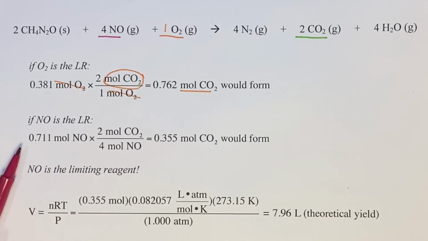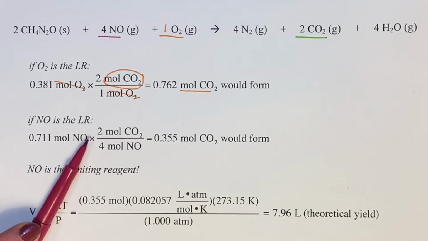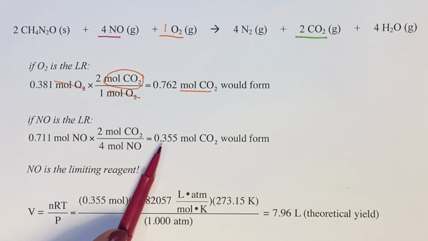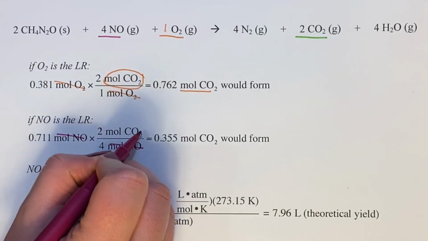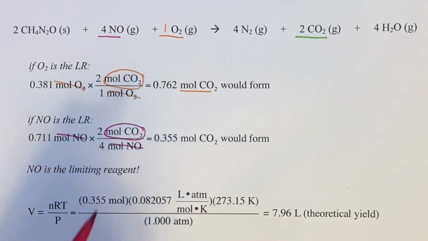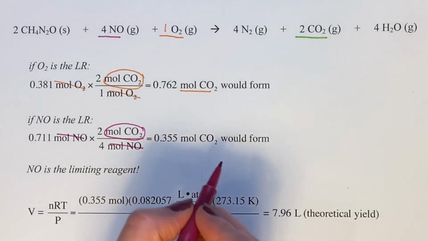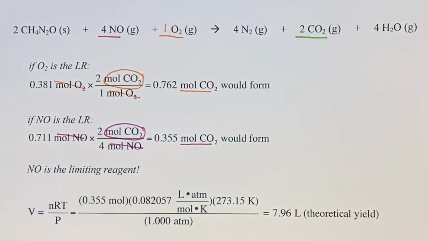So if I take my 0.711 moles of nitrogen monoxide times the fact that 2 moles of carbon dioxide form from 4 moles of nitrogen monoxide, I find that if all of my nitrogen monoxide was converted to carbon dioxide, I would make 0.355 moles of carbon dioxide. As I check my units, my moles of nitrogen monoxide cancel. I'm left with units of moles of CO2, and that's exactly what I'm trying to solve for in this problem.